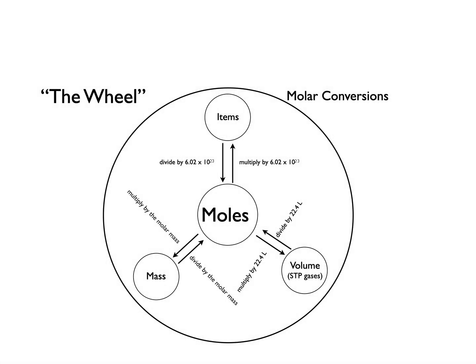Here's the wheel, and you can see it is a 3-spoked wheel, and the spokes correspond to the 3 ways that we can express the measurement of chemicals. So 3 ways that we've discussed in this video: by counting the number of items, by determining the mass, or by measuring the volume that a gas occupies. 3 spokes. At the center of those spokes, at the hub of this wheel, is the link that connects all those, and of course that's the mole. So the hub of the wheel is the mole.